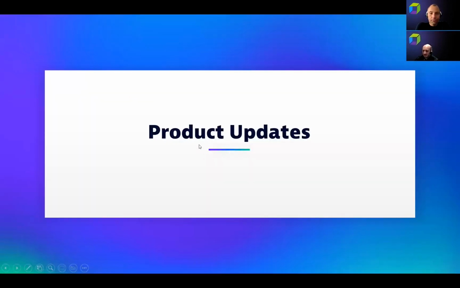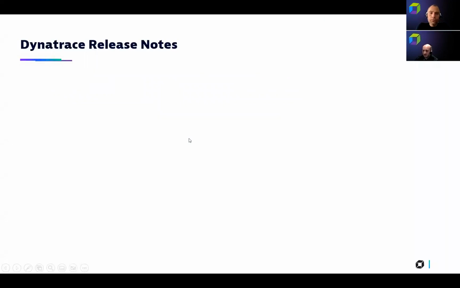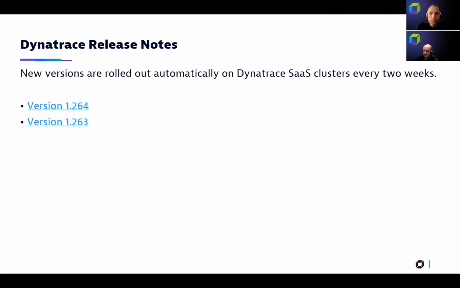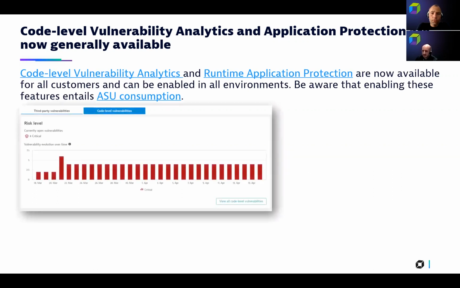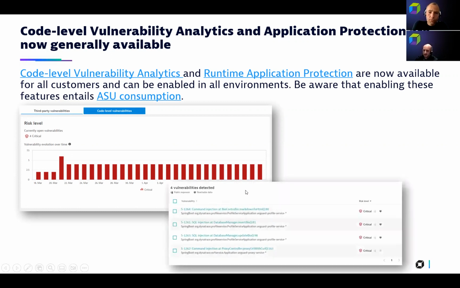So yes, the product updates for the latest 2 versions. Here you can see that we roll out our clusters automatically every 2 weeks, and these are the versions we are focusing on in today's session. First, I would like to talk about the code level vulnerability analytics and application protection features. These 2 features are now generally available for all of our customers. Here you can see the overview of code level vulnerability analytics. And when you click on view all code level vulnerabilities, you will see the details of this feature.